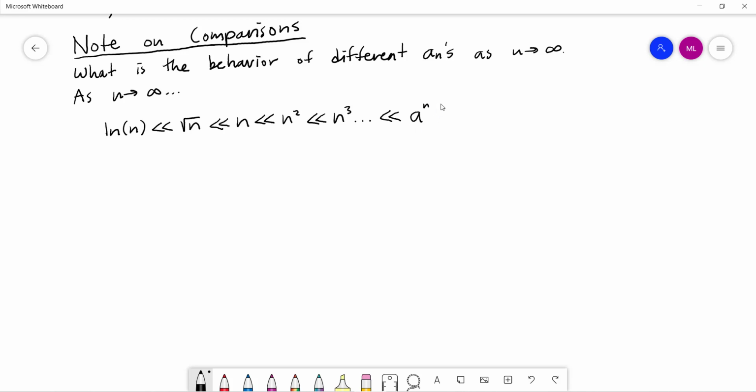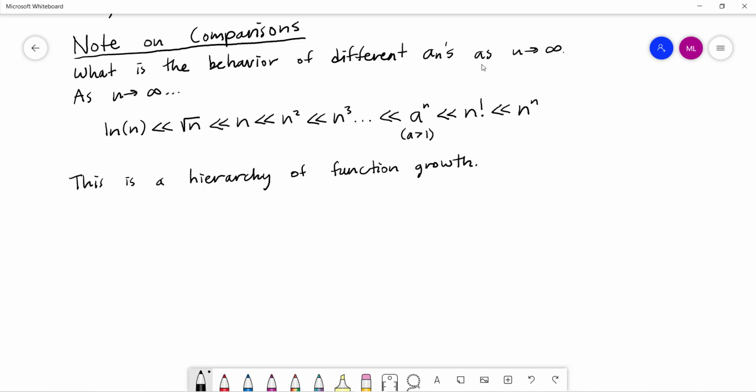They're all much smaller than these exponentials, assuming a is greater than 1, under that assumption, which itself is much, much less than n factorial, if you're familiar with the factorial function, which is much, much smaller than n to the nth. So this gives us a hierarchy of what we can think of as function growth, in a sense.